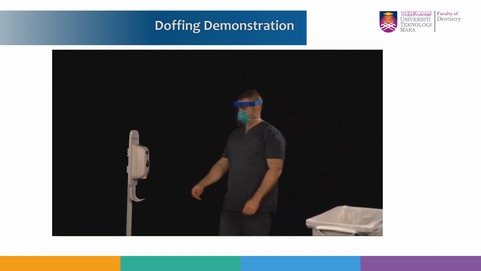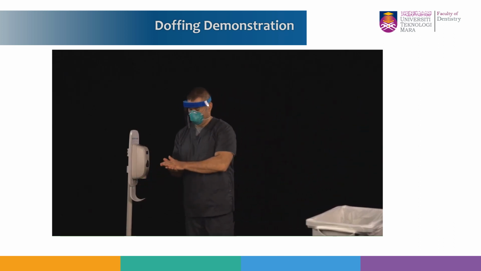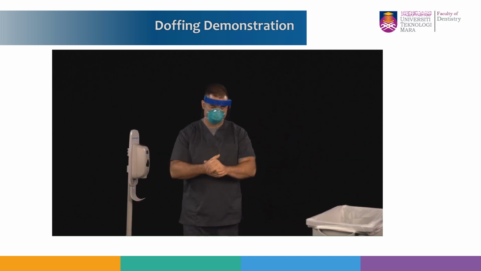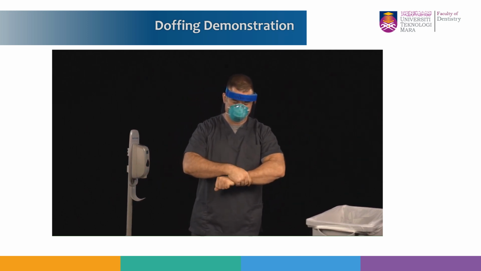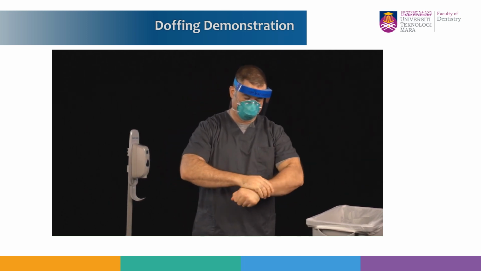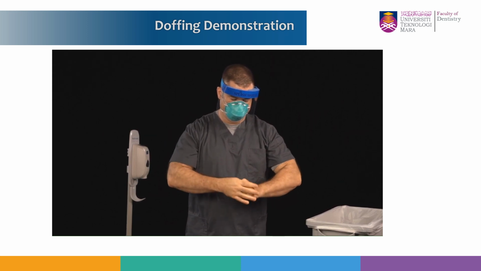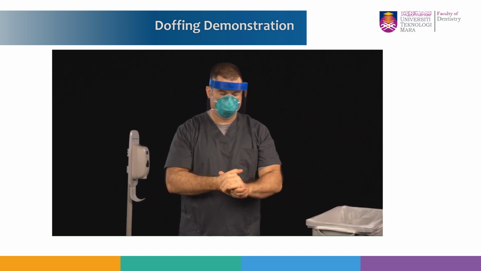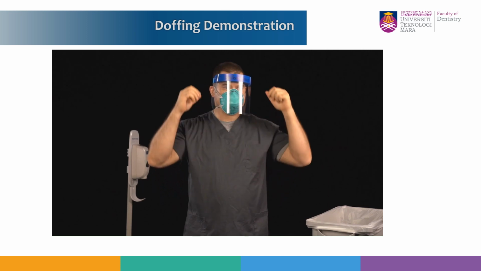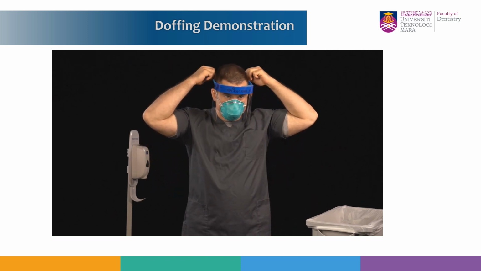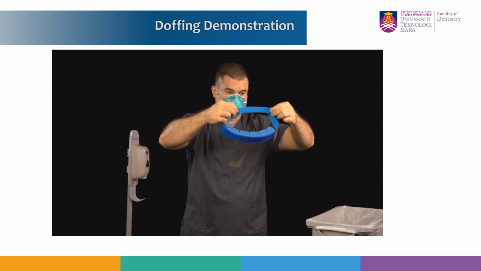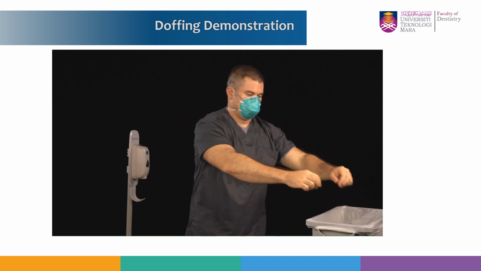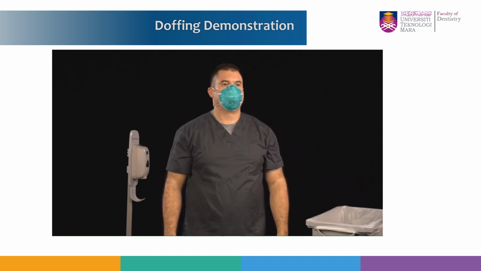Perform hand hygiene by using alcohol-based hand sanitizer or washing your hands with soap and water for at least 20 seconds. Be sure to clean your wrists where the edge of the glove was located. Carefully remove the face shield or goggles by grabbing the strap and pulling upwards and away from your head. Do not touch the front of the face shield or goggles.